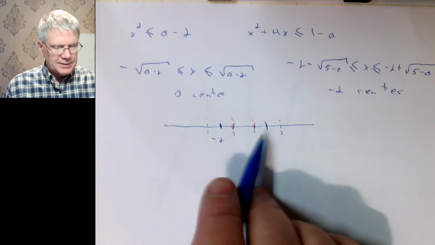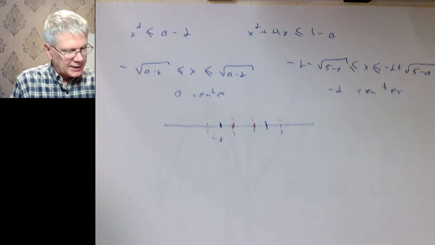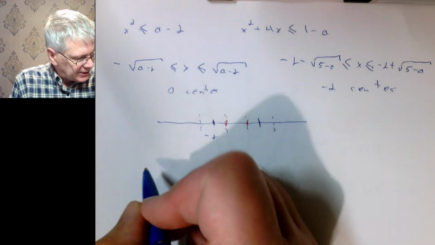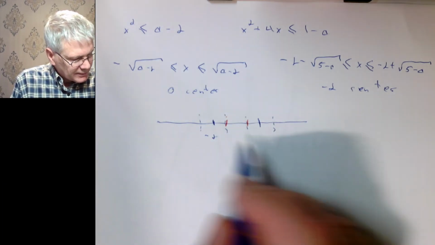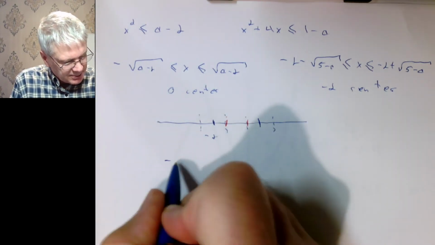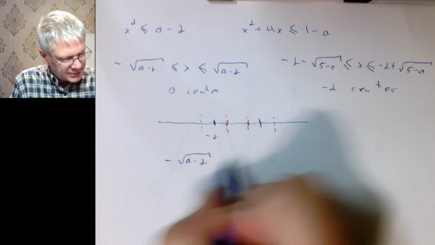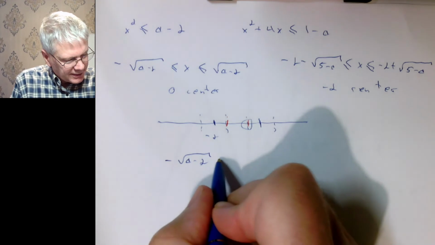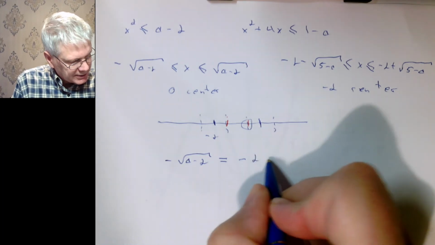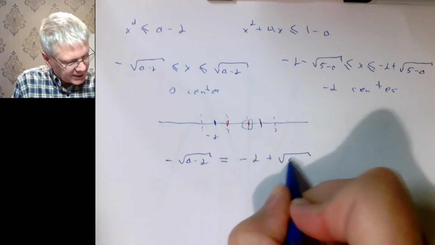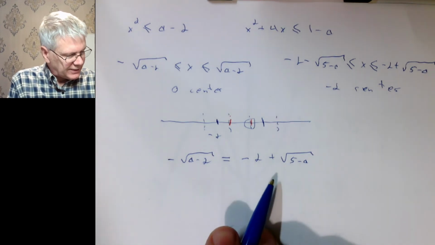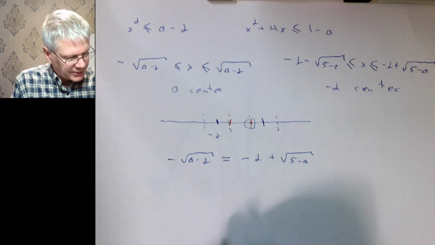You can try to set the other endpoints equal, but you can see on a number line that that's not necessary or important. It's going to be the right side of this one, which is, let's start, it's going to be the left side of this one. So that's minus square root of a minus 2. I'm going to set that equal to the right endpoint here, which is minus 2 plus square root of 5 minus a. So if I solve this, I will have a value or values of a where the two things are equal. So let's just do that.